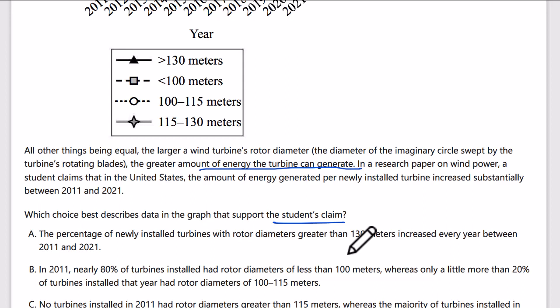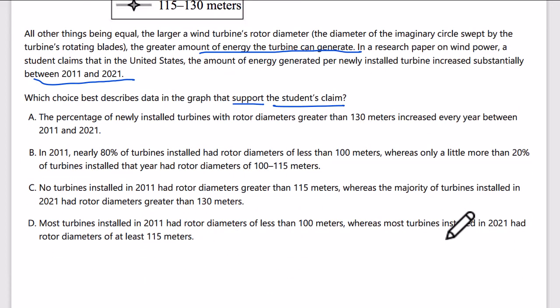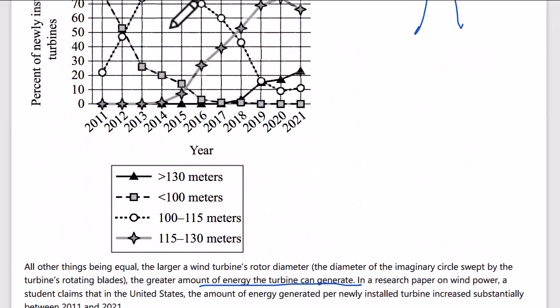In a research paper on wind power, a student claims that the United States, the amount of energy generated per newly installed turbine increased substantially between 2000 and 2021. We need to support that claim. Well, what supports it? We had higher diameters, and higher diameters are associated with more energy. Let's find that answer. The percentage of newly installed turbines with rotor diameters greater than 130 increased every year between, it probably did, but I don't think that's really the answer.